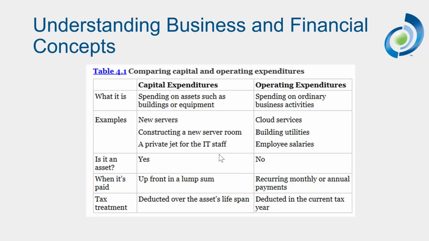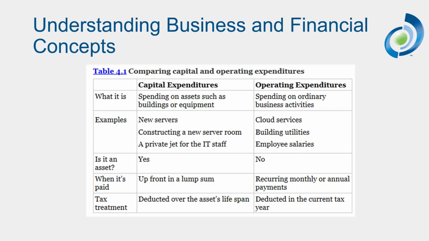So when we're looking at this, we can look at table 4.1, comparing capital and operating expenditures. So we are going to get a little more technical about our financial terms that we're learning in here, but it's very important for us to be able to speak in financial terms. Sometimes it's a little difficult starting out, but after a while you can pick up on these terms, and you can start learning how to talk the talk.